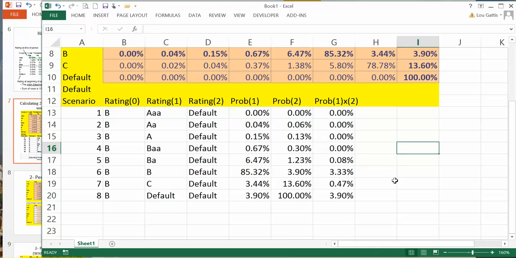If I sum all these up, just take a sum. This is my probability of default in year 1 or 2.